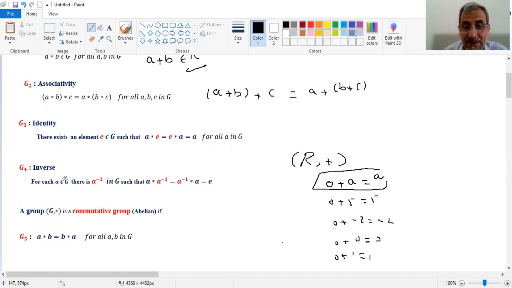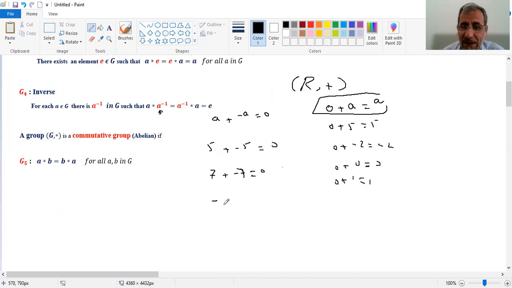Now, inverse. If I have 5 plus what will be equal to 0? Clearly negative 5. 5 plus negative 5 is 0. So we have 5 plus the inverse of 5. What is the inverse of 5? Negative 5. So if I have A, what is the inverse? Negative A in R. A plus negative A is equal to 0, the identity. If I say 7, what is the inverse? Negative 7, which gives the identity. Now, for example, negative half, what is the inverse? Half, and the sum is equal to 0, the identity.